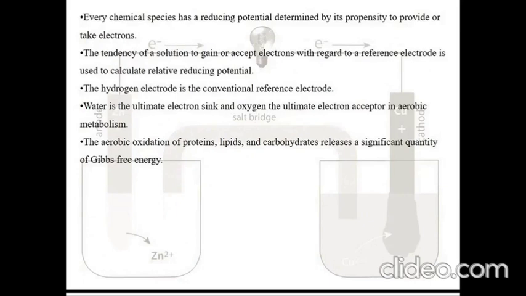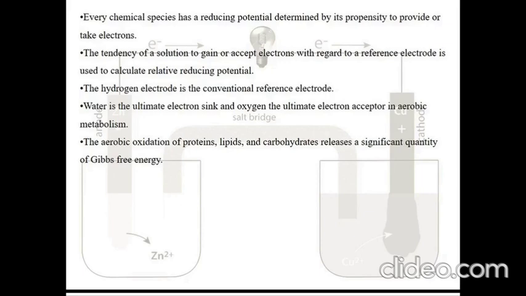Every chemical species has a reducing potential determined by its propensity to provide or take electrons. The tendency of a solution to gain or accept electrons with regard to a reference electrode is used to calculate relative reducing potential. The hydrogen electrode is a conventional reference electrode.